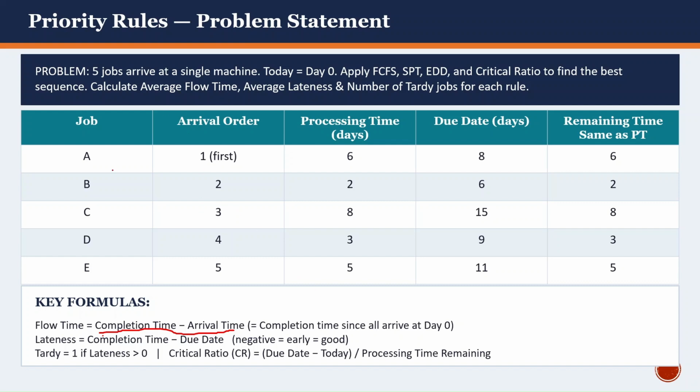Now the sequence is given. The first job will be arriving A, 1, 2, 3, 4, 5. So these are the 5 jobs that are coming up. Their processing time is given, their due date is given, and remaining time has been given, same as the production time. So this is the arrival order. The arrival order is the same that we'll be using for scheduling, which is known as the FCFS rule, that is first come first serve rule. Now let us see how we can check out all the rules.